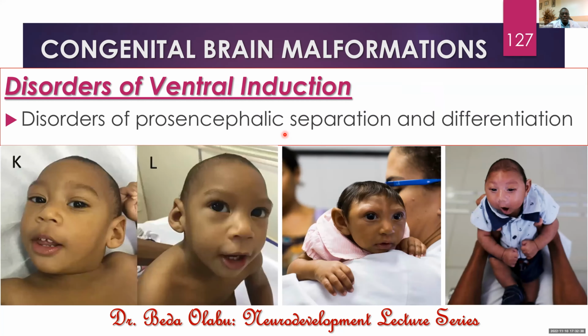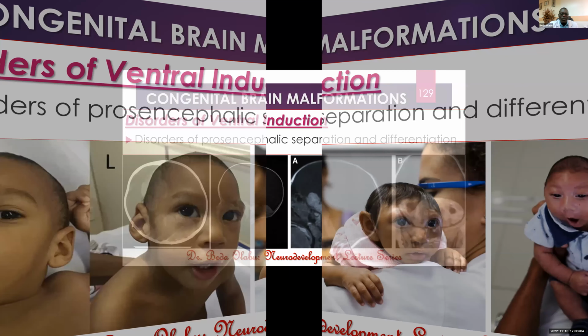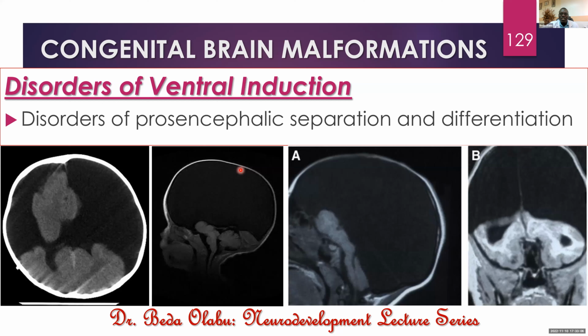The other anomaly of ventral induction is this one, which we call microcephaly. It means a small head. And this small head is because there's a small brain. So this is still a disorder of ventral induction. It's a problem with the swelling of the vesicles of the brain. So you have microcephaly. We call it microcephaly if the head circumference is below 3 standard deviations, or less than 3 standard deviations, of normal.